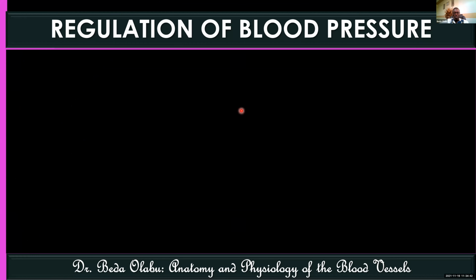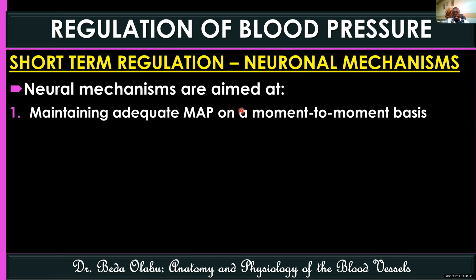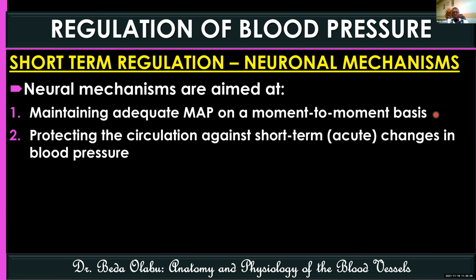So those are the neuronal mechanisms. I want you to understand that the neuronal mechanisms are aimed at maintaining the mean arterial pressure on a moment-to-moment basis. It can change even within 1 second. So it's an active thing going on even right now in you. The neuronal mechanisms are aimed at protecting the circulation against short-term changes in blood pressure. So you don't want an abrupt change in blood pressure. So this protects the body against that.